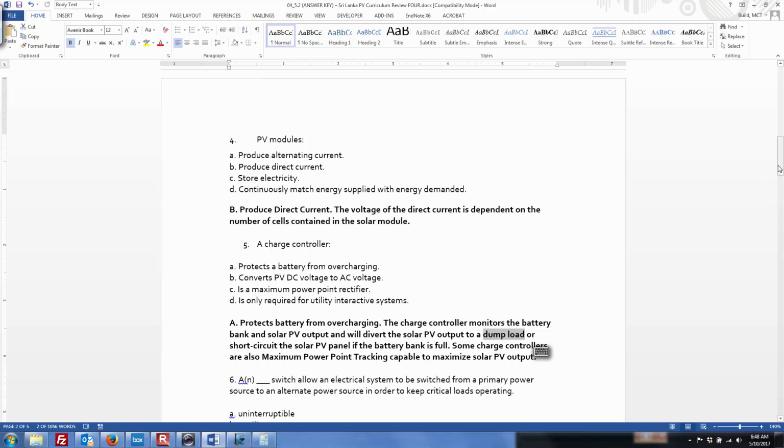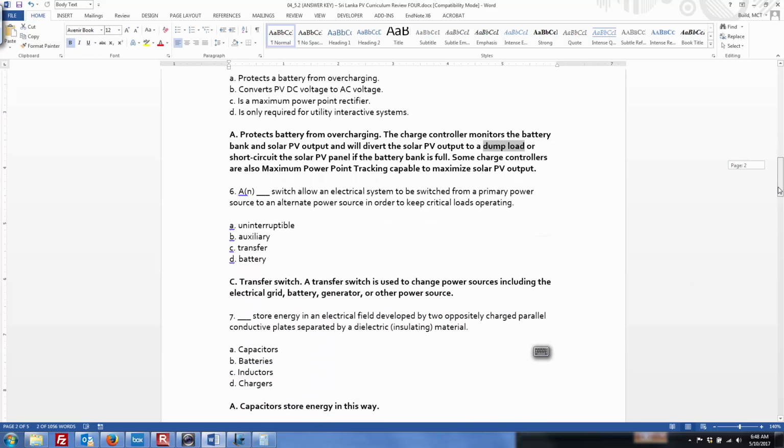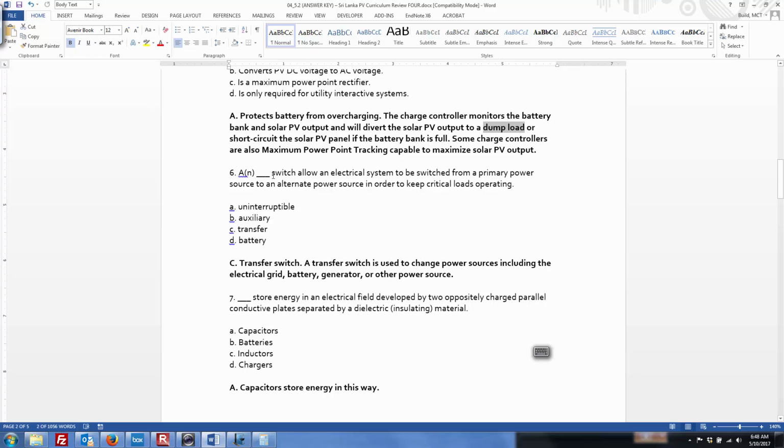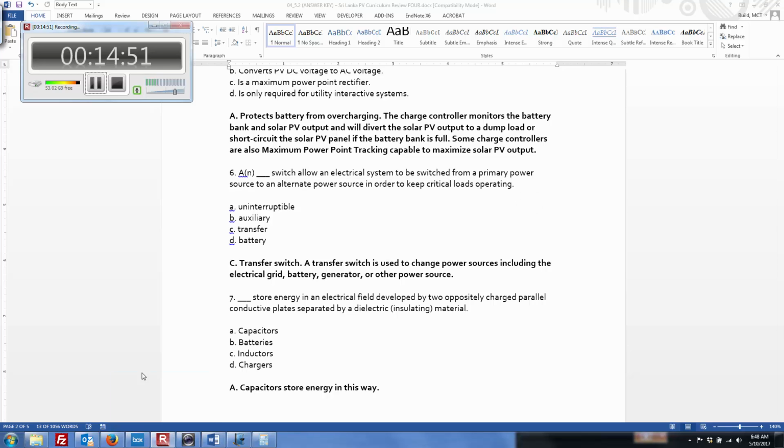All right. Here's the next one. The question is, what type of switch allows an electrical system to be switched from a primary power source to an alternate power source to keep the critical loads operating? Let's go ahead and take a look at that one.